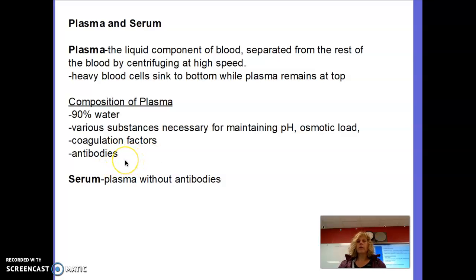So plasma also has those antibodies in it, which can be important in fighting infection, right? And then serum is just the plasma without the antibodies. So sometimes we talk about blood serum. That's most of the plasma, but just without those antibodies.